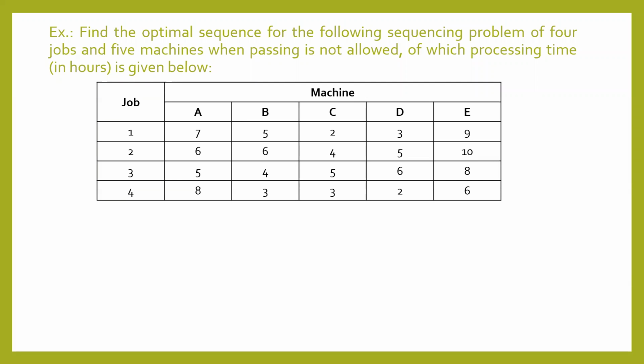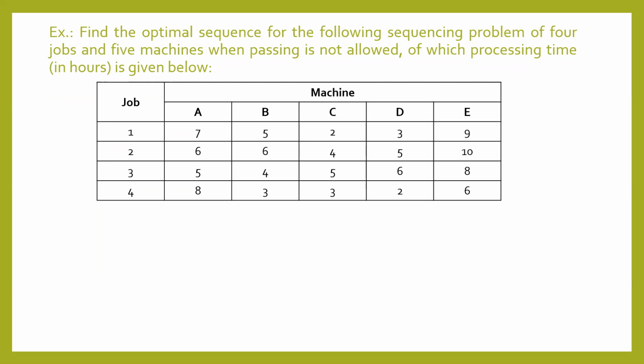Now how do I check? What is the first step? As I said, the first step is to find the smallest processing time on the first machine and the last machine. What is the smallest processing time on the first machine, machine A? It is 5. What about E? It is 6. So the smallest value for A is 5, which is of A3. And for the last machine, machine E, the smallest processing time is 6, which is for E4.